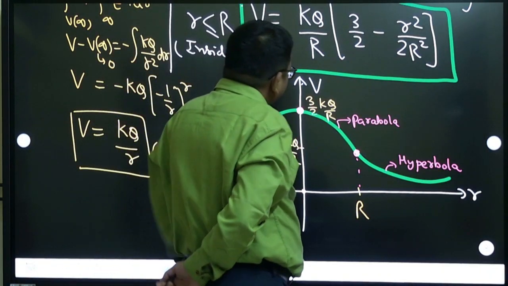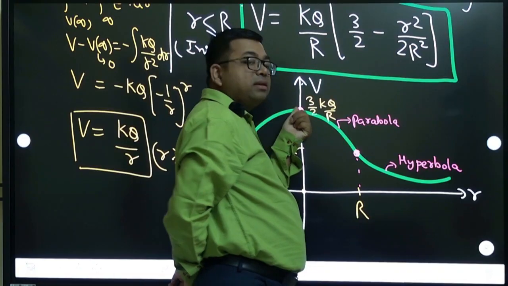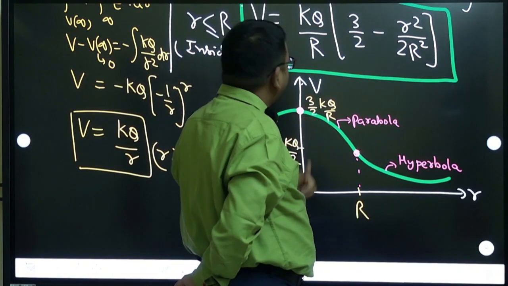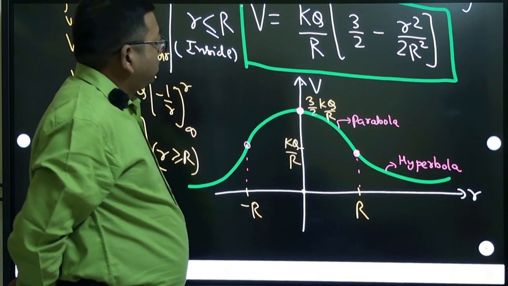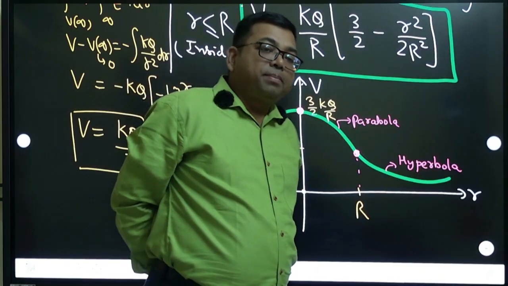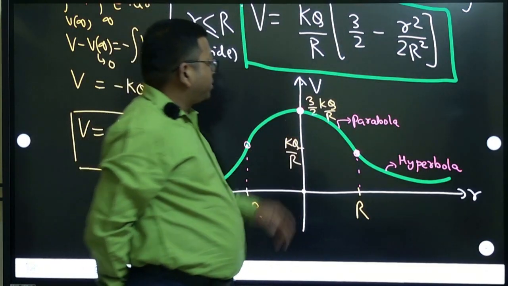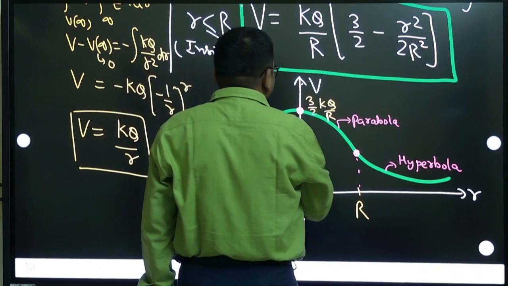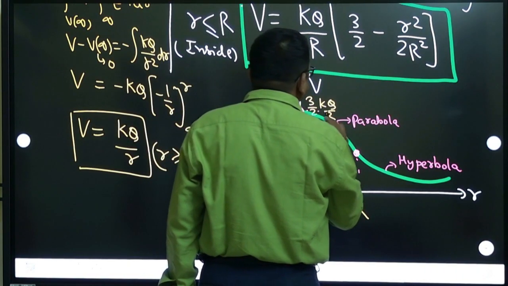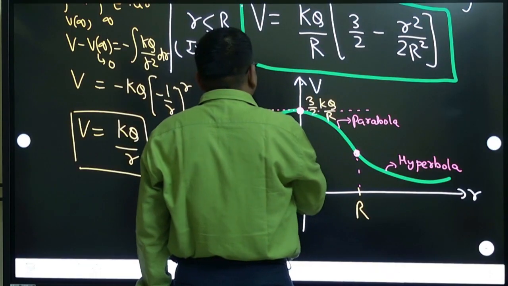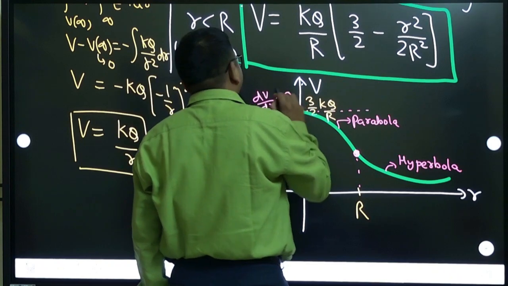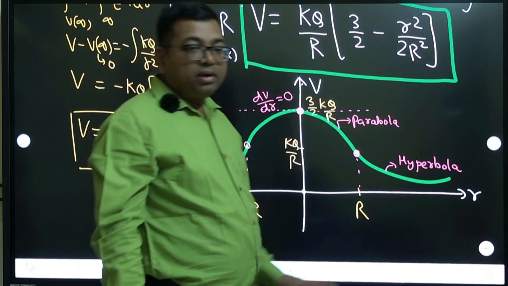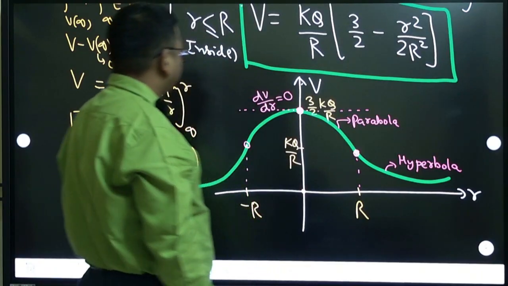And this point within the parabola, at the center, is the maximum. So the slope is 0 here. You know that electric field depends on r, so when r is 0, the slope is 0. dV by dr will be 0 here. Are you understanding this? Yes.